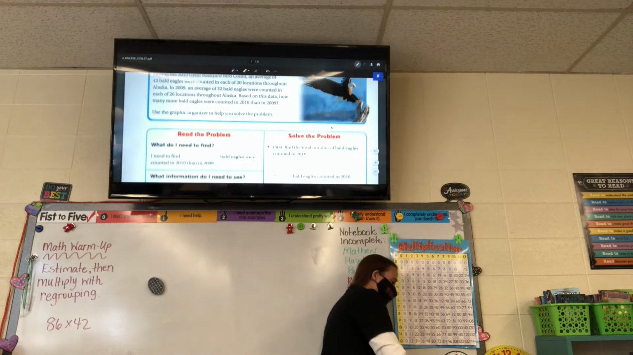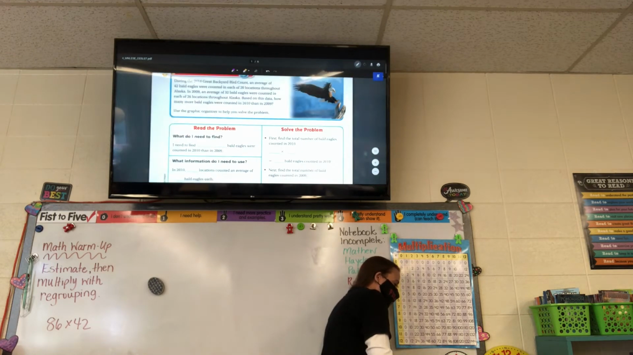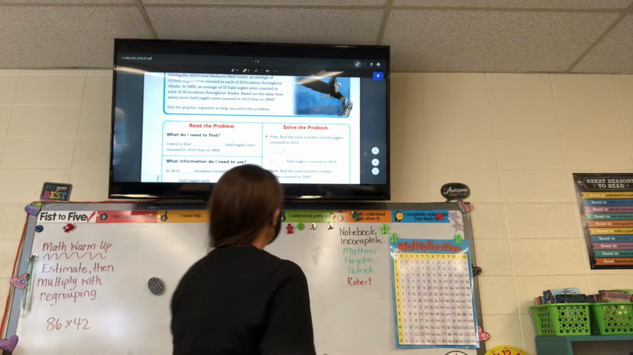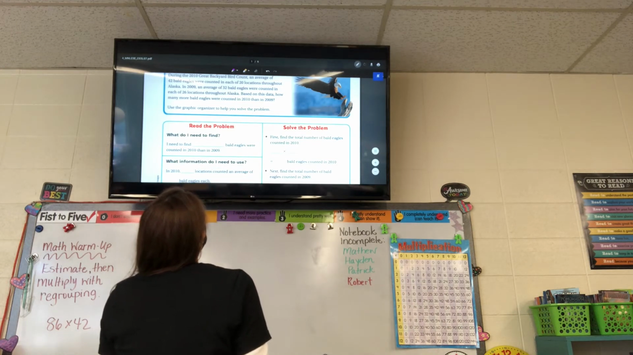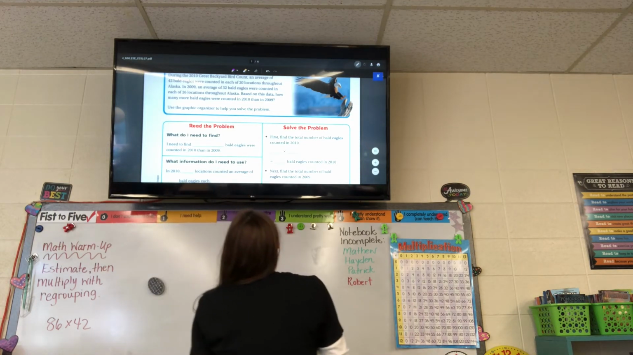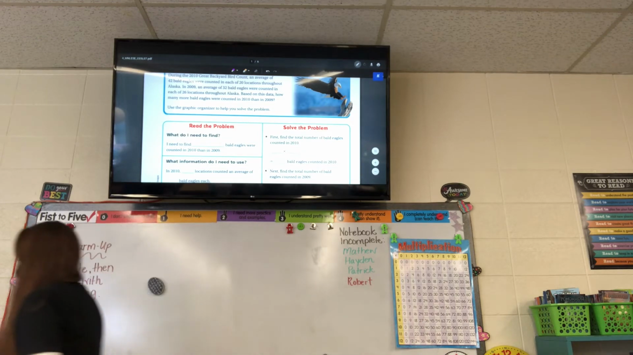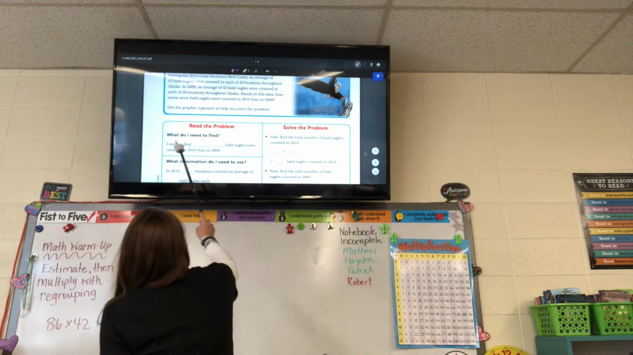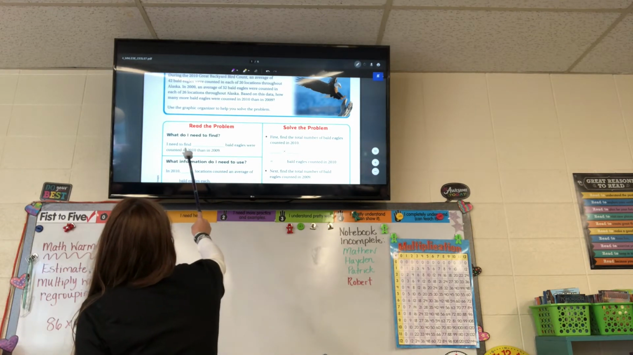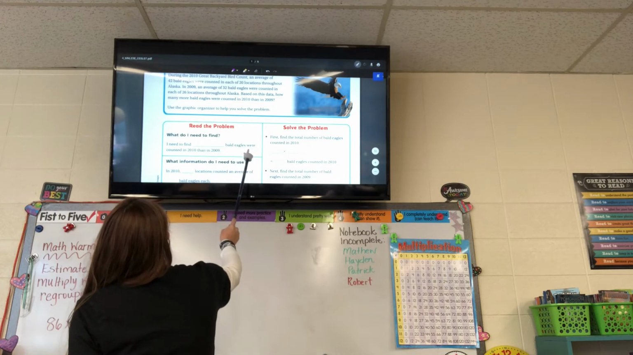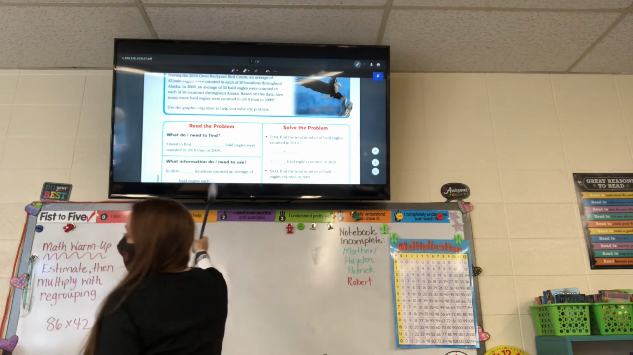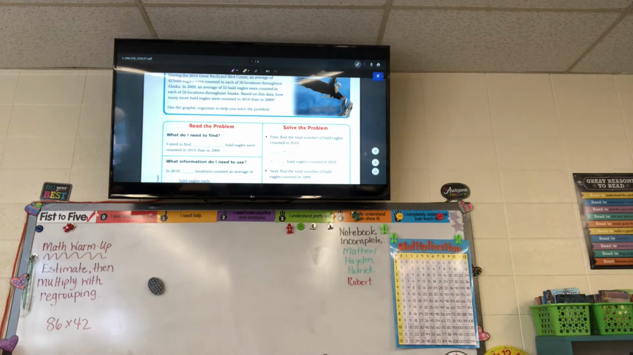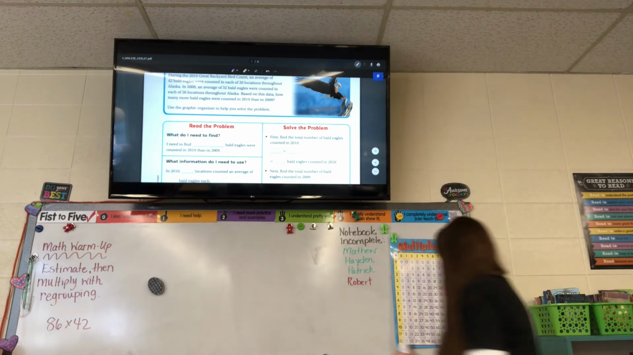So it says use the graphic organizer to help you solve the problem. What do we need to find? I'm going to read that last sentence to you again. Based on this data, how many more bald eagles were counted in 2010 than in 2009? What do I need to find? I need to find blank bald eagles were counted in 2010 and in 2009. What word or words go in that blank, Shelby? How many more? Good job.